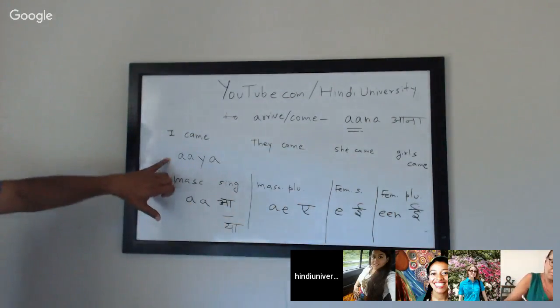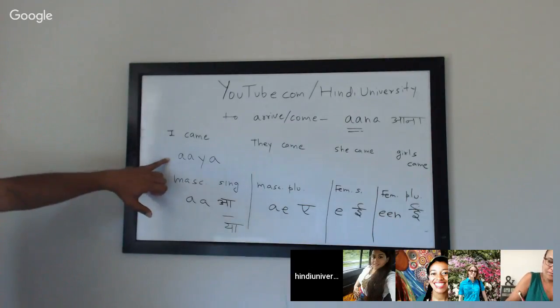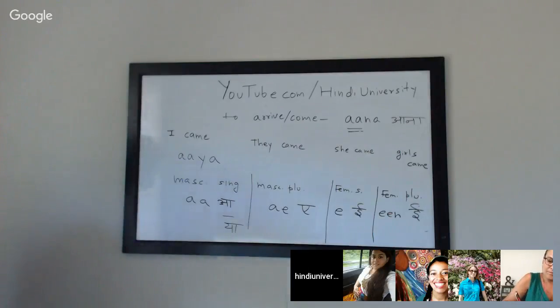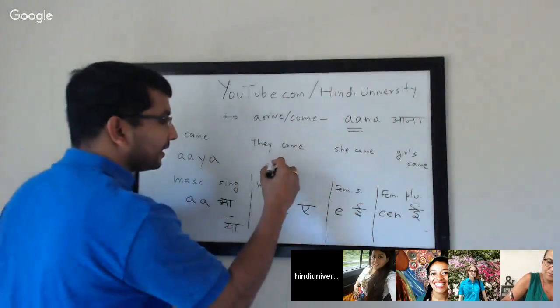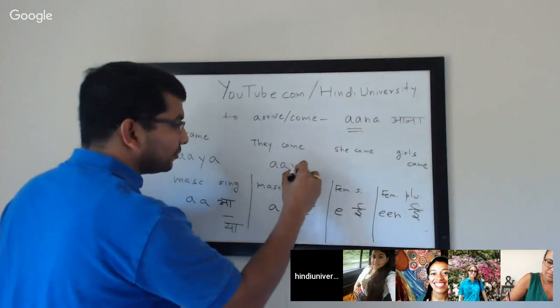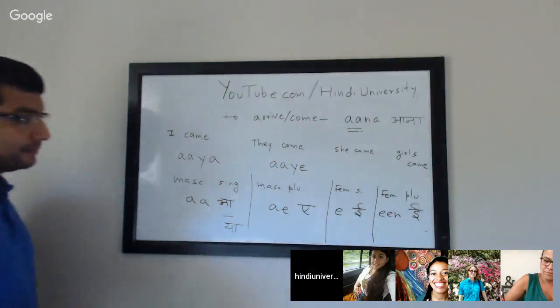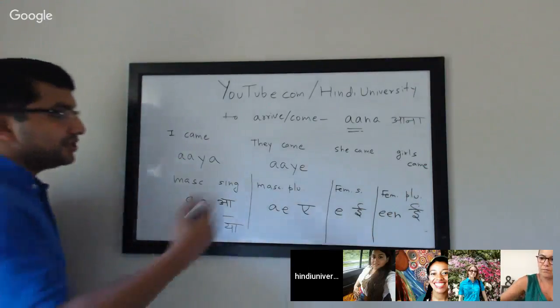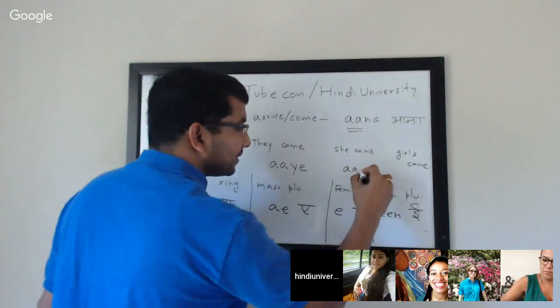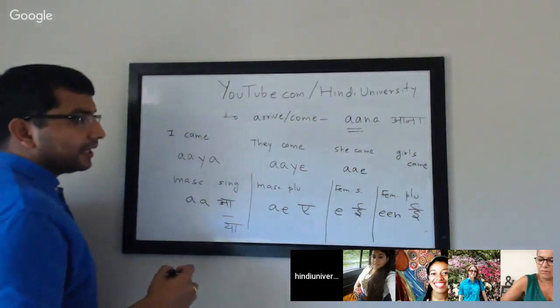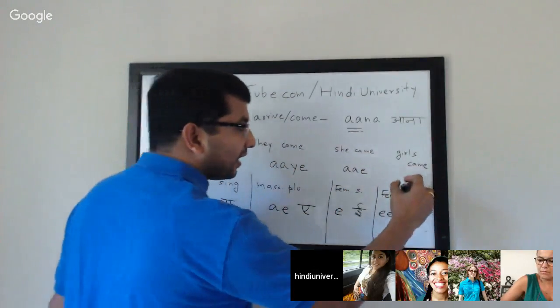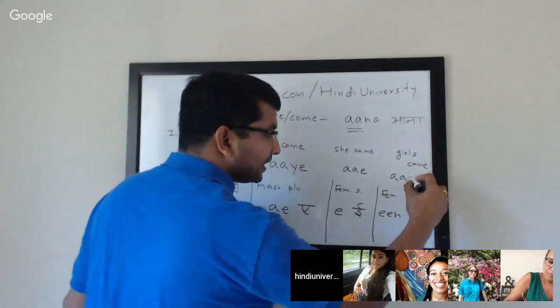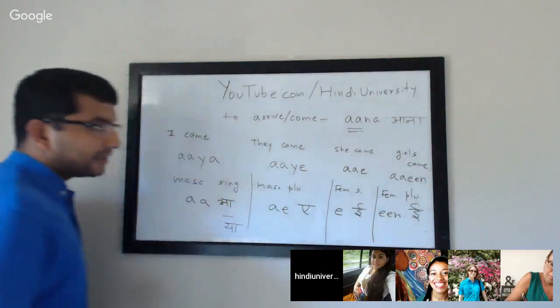Okay, so pay attention one more time. I came in the morning. मैं सुबह आया. Okay. What if it is we came in the morning? हम सुबह आए. So you will put the base verb and you will put e. हम सुबह आए. Okay. She came. वह आई. Okay. And then a group of girls. लड़कियां आईं. So you will put een. आईं. लड़कियां आईं.